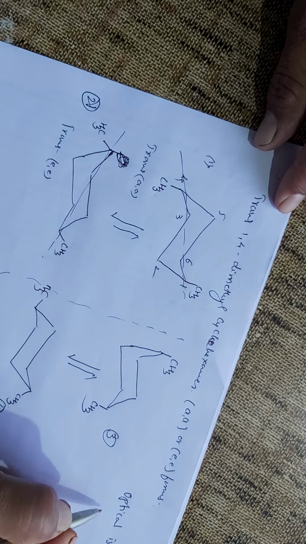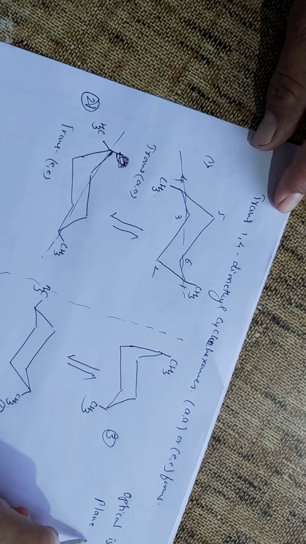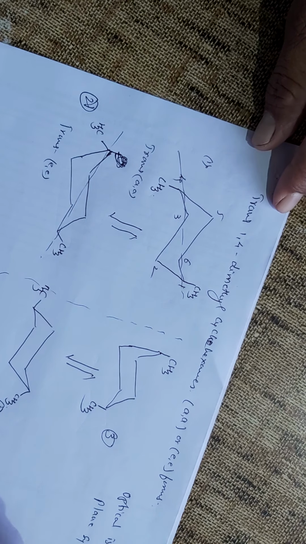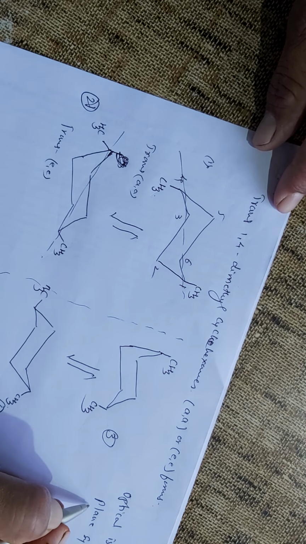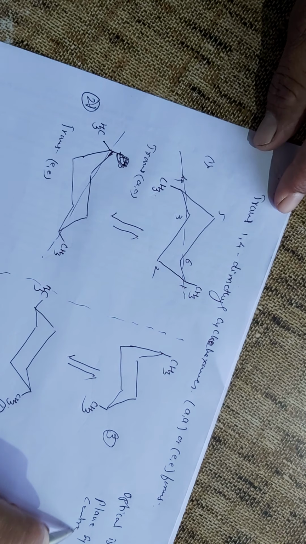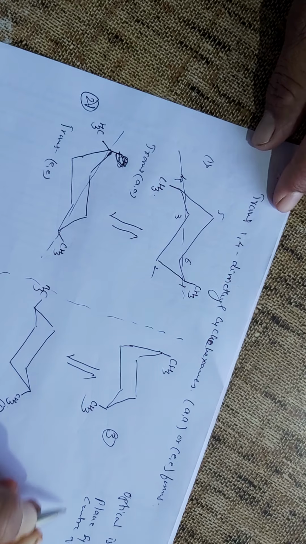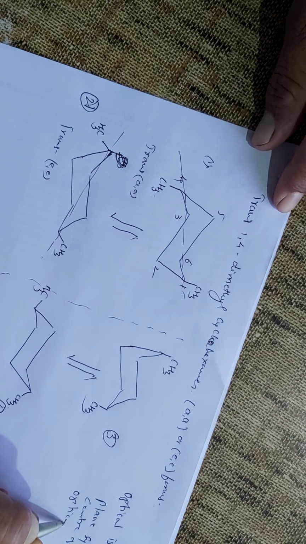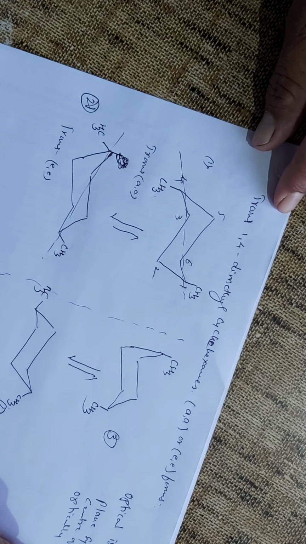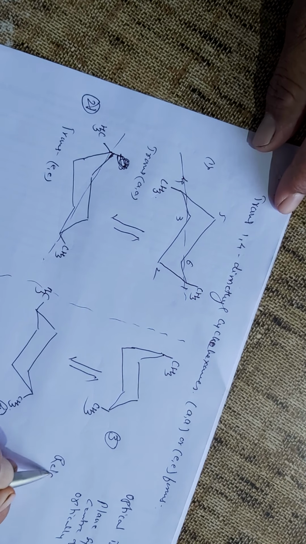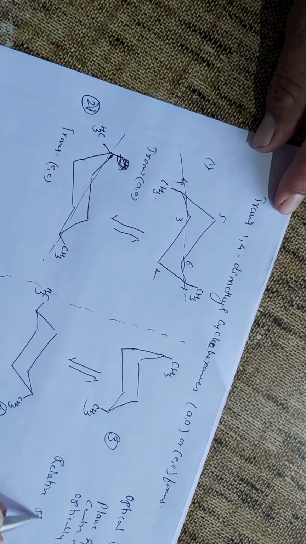It shows the plane of symmetry, and when a molecule shows a plane of symmetry, it will always be optically inactive. Along with the plane of symmetry, there is also a center of symmetry seen in this molecule, and so this is optically inactive in nature.